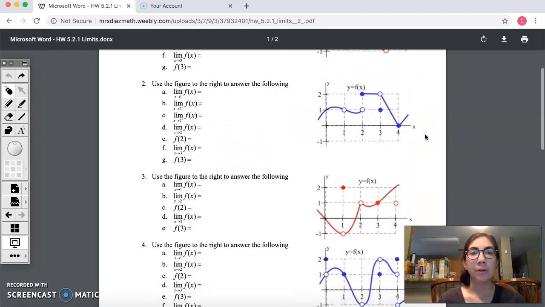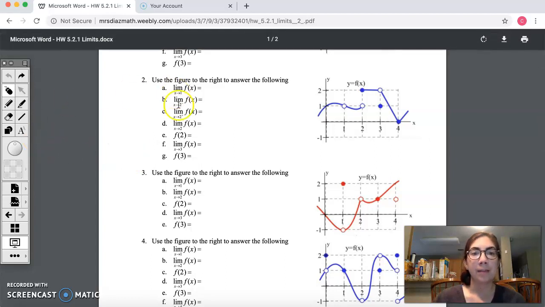So on number 2, if you take a look at number 2, it says use the figure to the right to answer the following. All right, so we got to go back and remember what limits mean. So it says the limit as x goes to 1. So we're going to take a look at where 1 is on the x-axis, and we're going to take a look at the curve, okay?